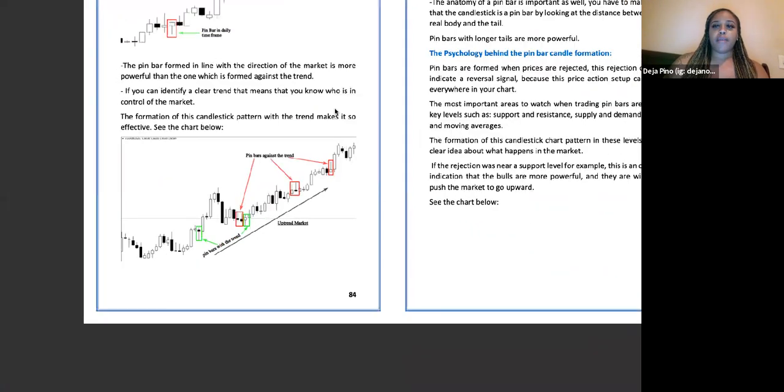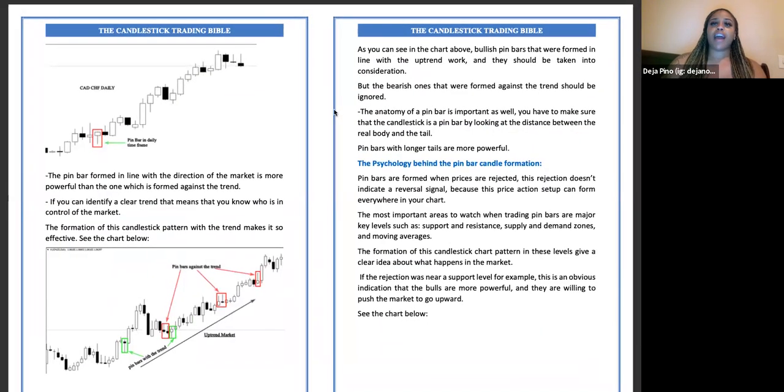So let's go back out. Go to page 85. It says, as you can see in the chart above, bullish pin bars that were formed in line with the uptrend worked. They should be taken into consideration. But the bearish ones that were formed against the trend should be ignored. Those were false signals. And you shouldn't even be looking for bearish patterns in an uptrend anyway, right? You should be looking for bullish. So the bearish ones are going to be false signals.